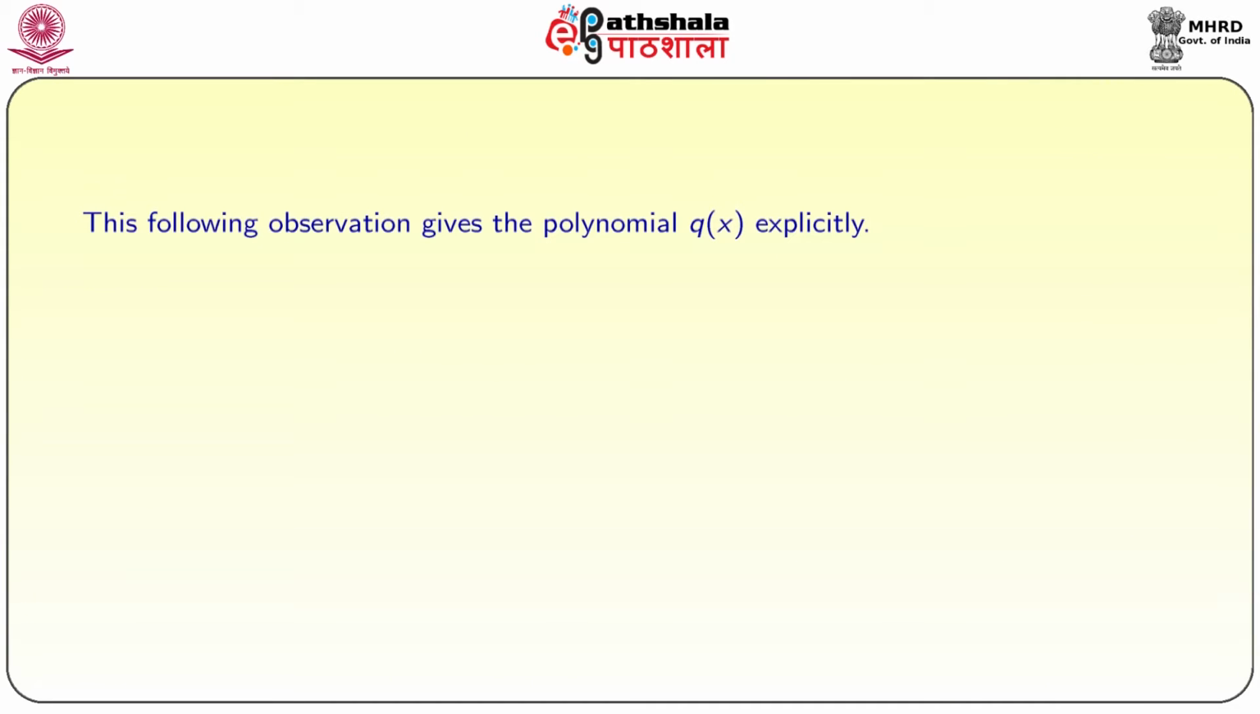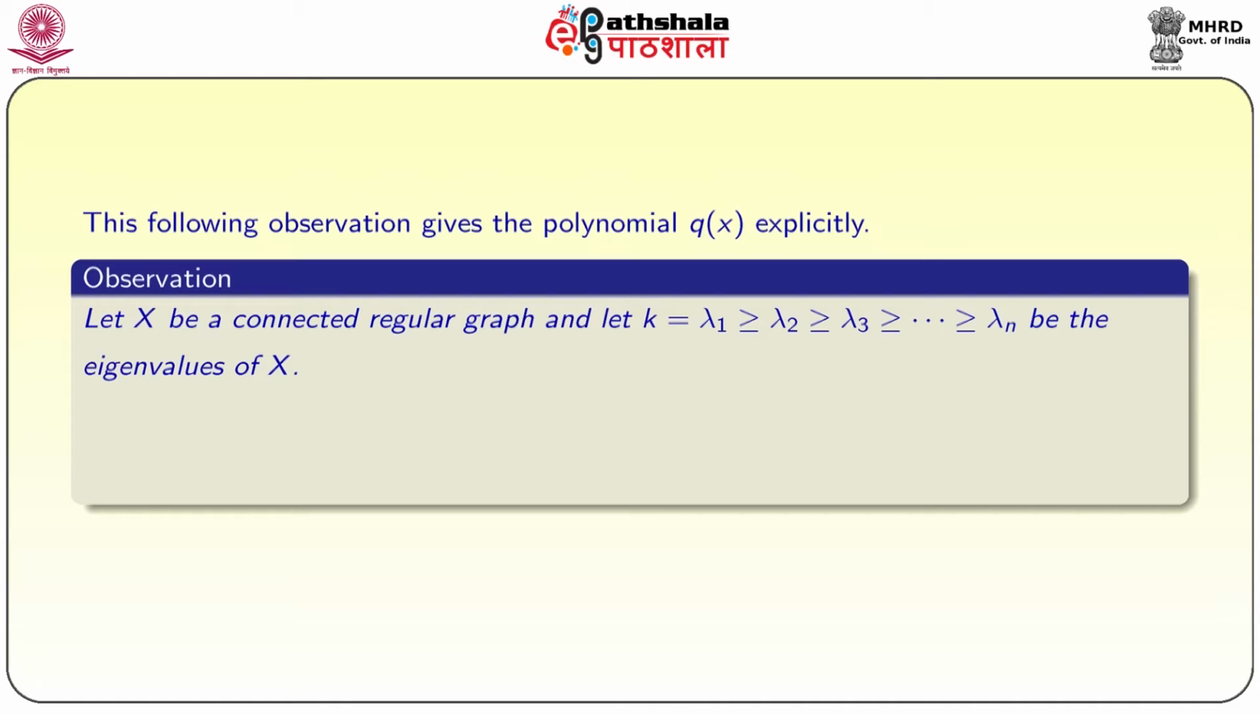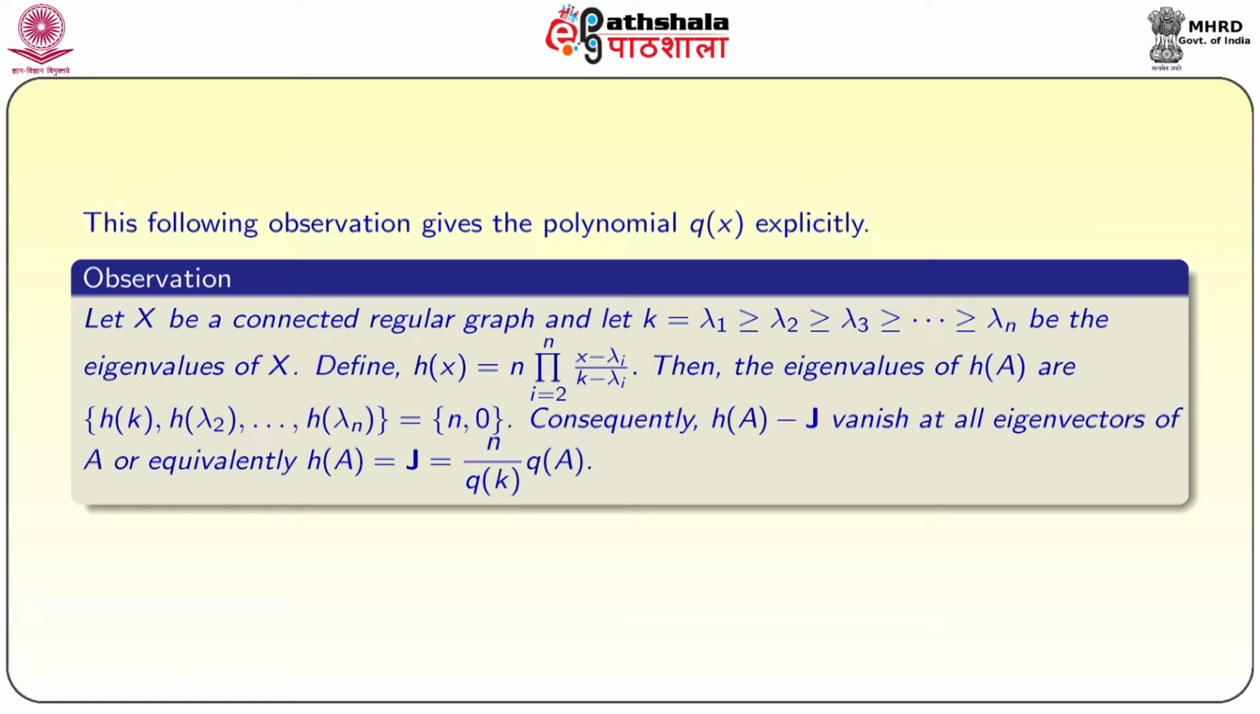This following observation gives the polynomial q of x explicitly. Observation: let X be a connected regular graph and k equal to lambda 1 greater than or equal to lambda 2 and so on greater than or equal to lambda n be the eigenvalues of X. We define h of x equal to n times the product over i equal to 2 to n of (x minus lambda i) by (k minus lambda i). Then the eigenvalues of h of A are h of k, h of lambda 2 and so on, h of lambda n, which is equal to n, 0.